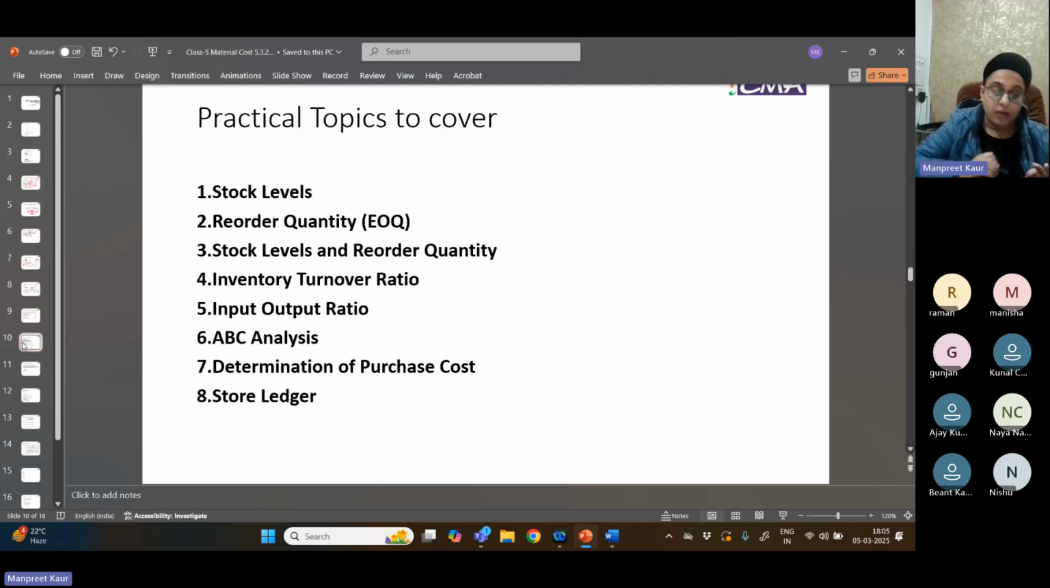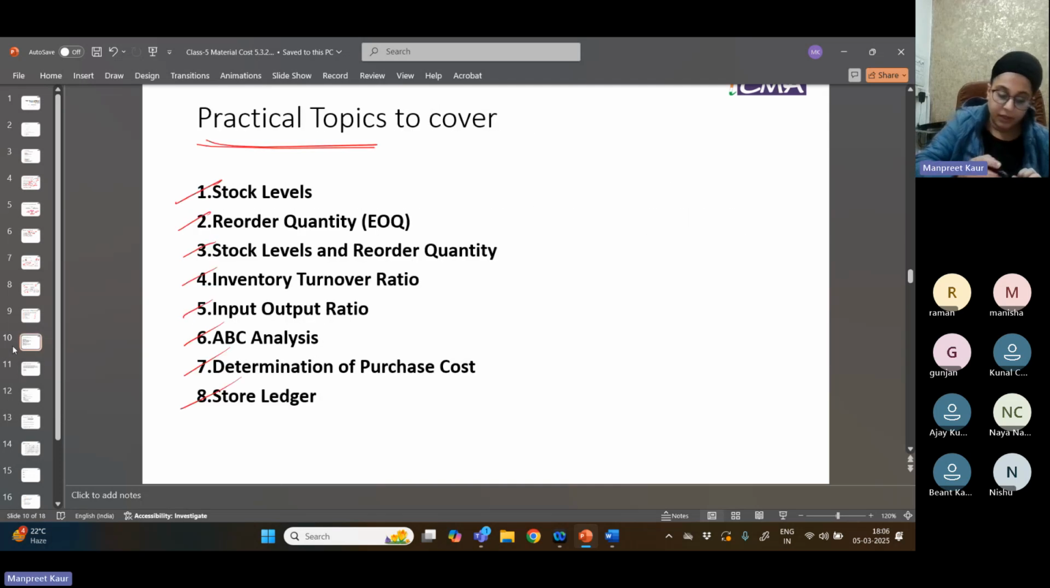First of all, what are the practical topics which are important from your exam viewpoint? Practical topics are stock levels, reorder quantity, inventory turnover ratio, input output ratio, ABC analysis, determination of purchase cost and stock ledger. Questions on all these practical topics are in the module, they are sufficient, we will revise them.